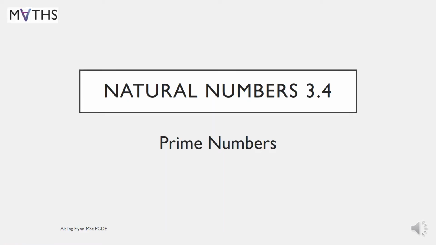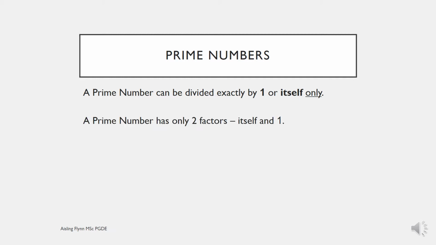This is Natural Numbers 3.4 Prime Numbers. So what are prime numbers? A prime number can be divided exactly by 1 or itself only. A prime number has only two factors, itself and 1.